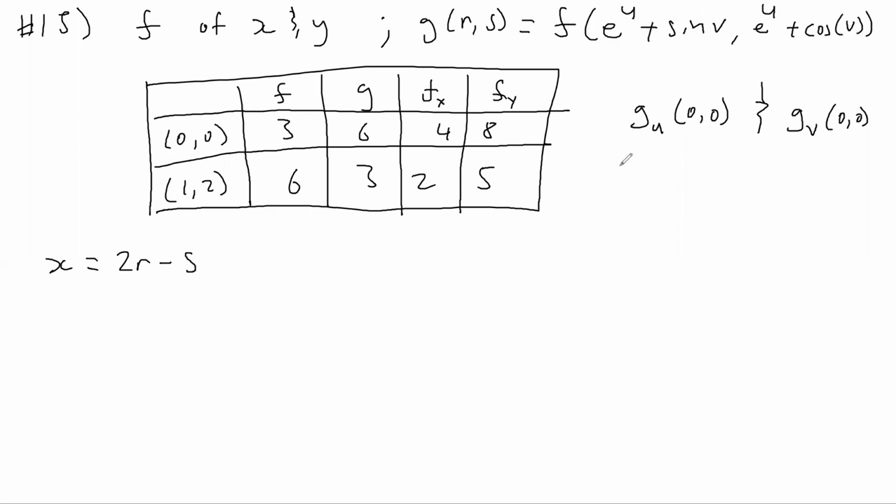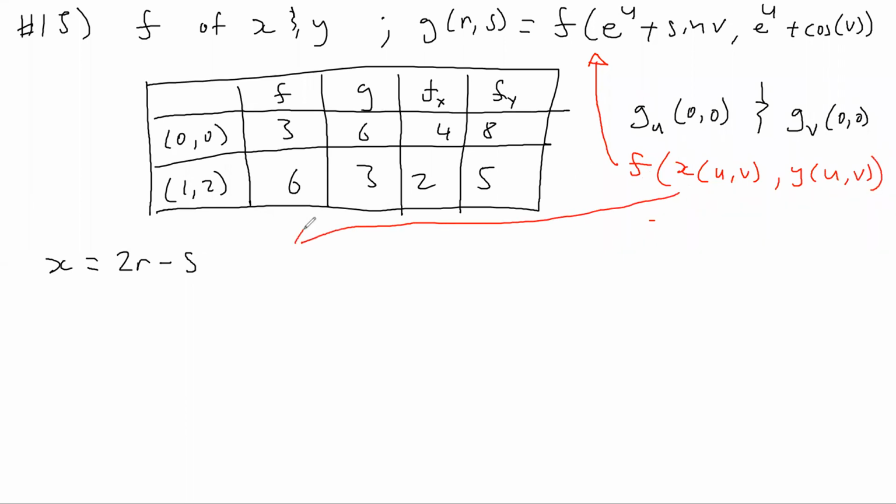So let me just focus on this function f right here. This can be rewritten as f of x of u comma v and y of u comma v. And that's why over here I'm going to set x equal to e to the power of u plus sine of v, while y is equal to e to the power of u plus cosine of v.